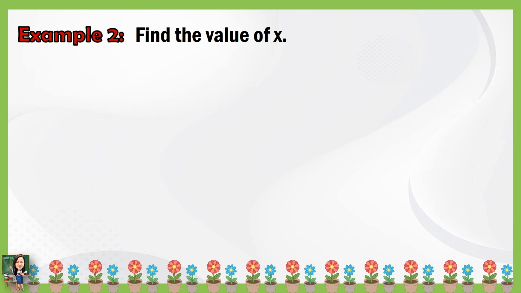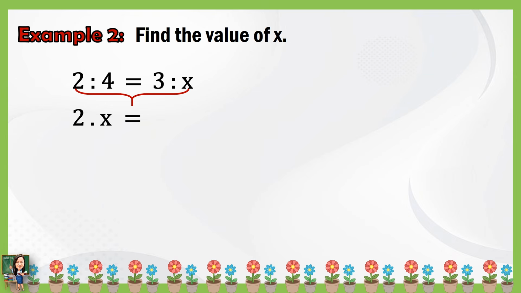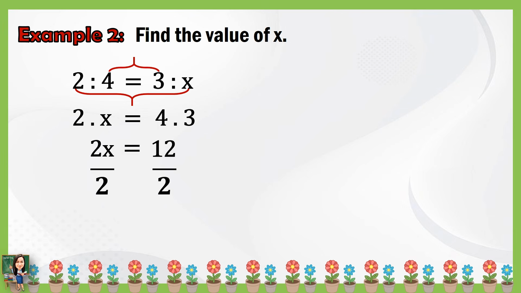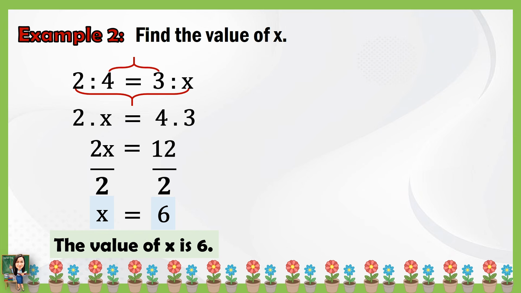Let's study example number 2. Find the value of x. 2:4 equals 3:x. Multiply the first and the last term: 2 times x. Then multiply the second and the third term: 4 times 3. 2 times x equals 2x, and 4 times 3 equals 12. Now divide both by 2. 2x divided by 2 equals x, and 12 divided by 2 equals 6. Therefore, the value of x is 6.